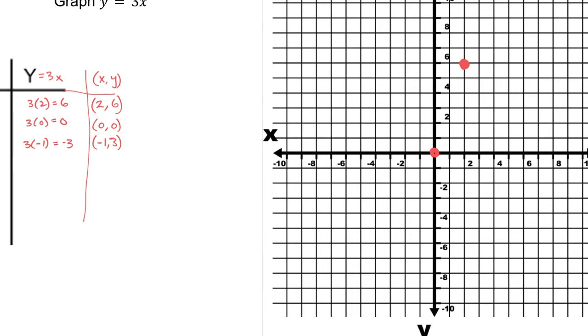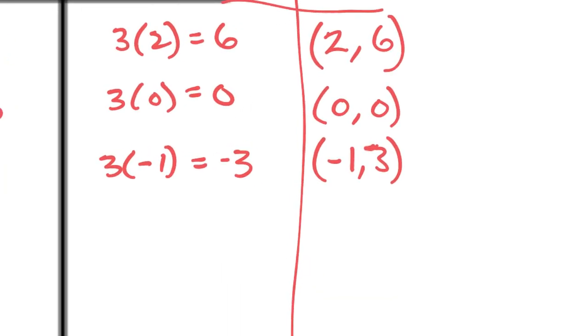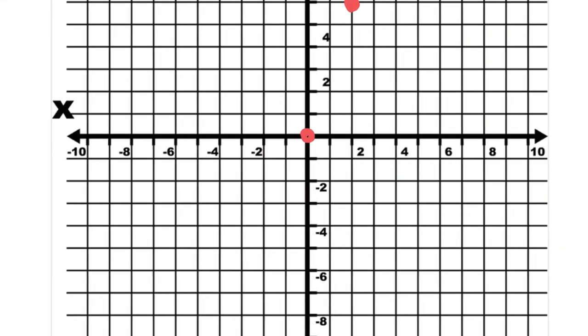-3. Let's zoom in on that one right there. Let's erase and call that -3. Okay, so -1, -3, graphing that point would be -1, -3 would be right here.